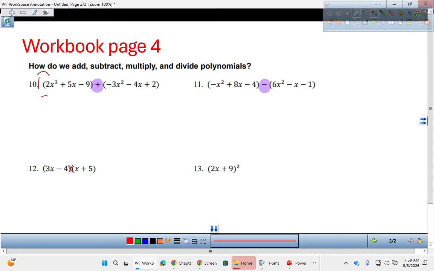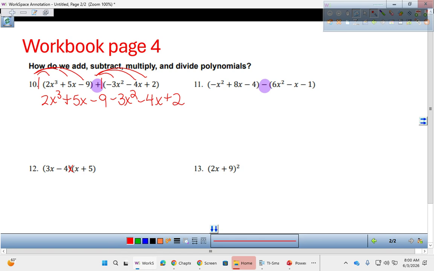1 times 2x to the 3rd is still just 2x to the 3rd. 1 times 5x, 5x, and 1 times negative 9 is negative 9. There's nothing in front of the second set of parentheses either, so I'm going to put a 1. 1 times negative 3x to the second, 1 times negative 4x, and 1 times 2. All right. By distributing, I've gotten rid of the parentheses.